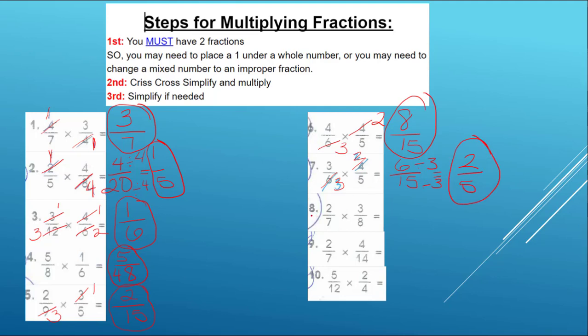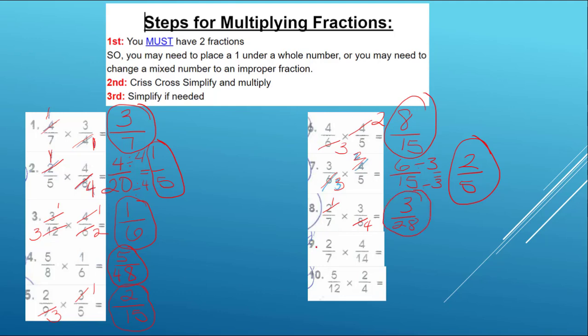Number 8, crisscross simplify. 2 divided by 2 is 1. 8 divided by 2 is 4. Now let's multiply. 1 times 3 is 3. 7 times 4 is 28. Now let's see if I can simplify any more. And I can't, so that is my answer.